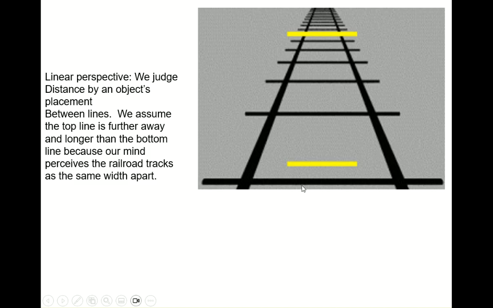Okay? Linear perspective. In the distance, lines seem to converge. Converge means they come together. That's why these two yellow bars look to be different sizes, even though they are not. They are the same size, but this one seems to be further away and it appears to be bigger. But both yellow bars are the same size. But linear perspective says that lines converge in the distance, parallel lines, like railroad tracks.